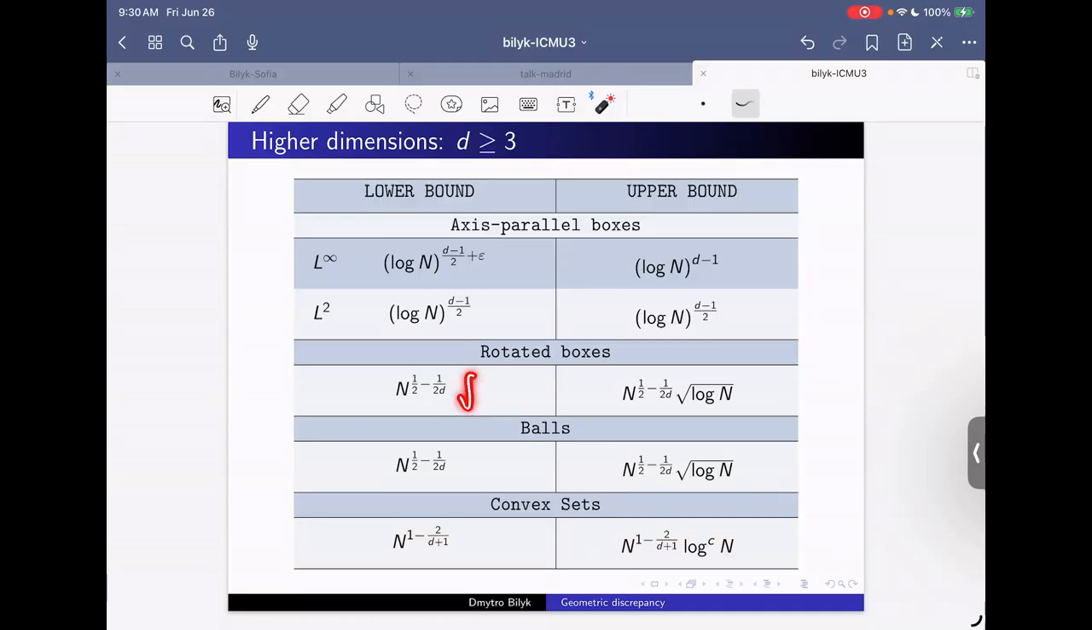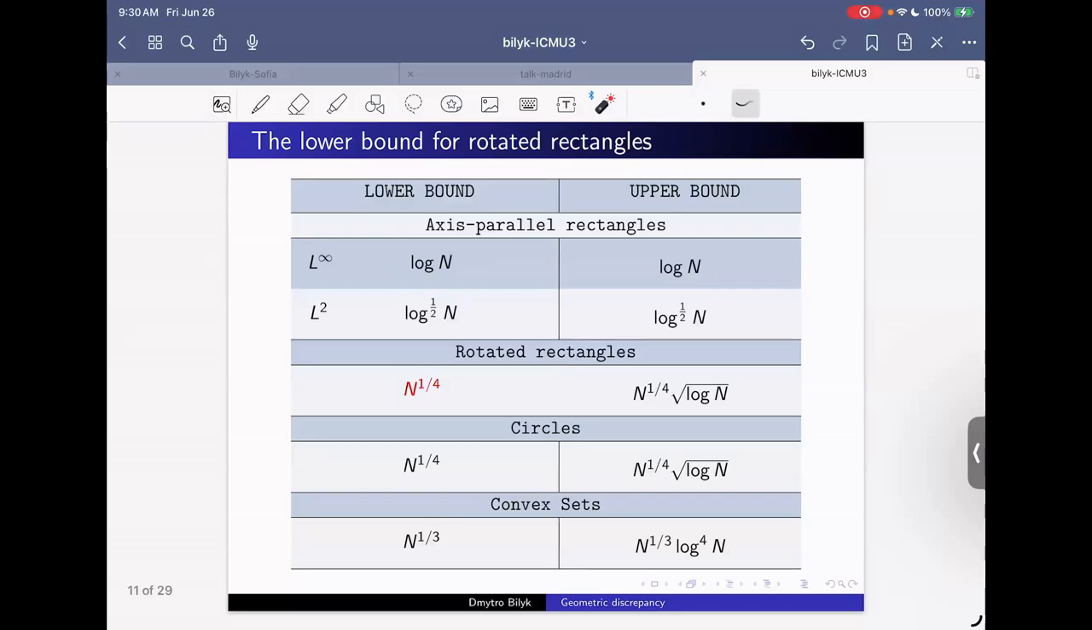Is there a square root of log here? Or maybe we don't need the square root of log here. Nobody knows. Okay. But at least relatively this difference is very, very small relative to the main order of magnitude. Okay, so I will now talk about this bound, the bound for rotated rectangles, and for simplicity, we'll actually do rotated squares. Okay, and you will see applications of Fourier analysis.